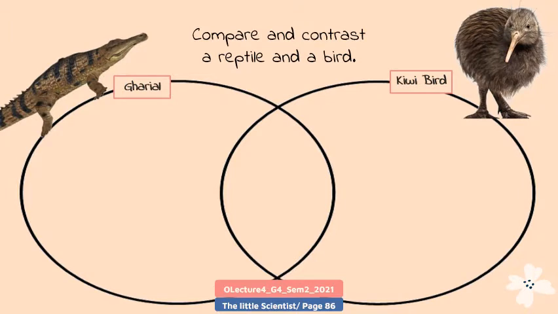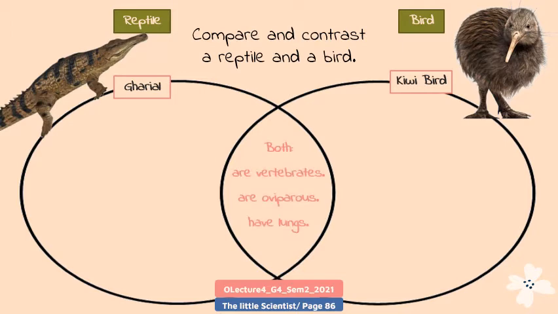And again, let's compare a reptile to a bird. The gharial is a reptile and it belongs to the alligators group. The kiwi bird is a flightless bird. What do these animals share? What do they have in common? Both are vertebrates, oviparous, and breathe using their lungs. The gharial has attached scales covering its body, while the kiwi bird has feathers covering its body.